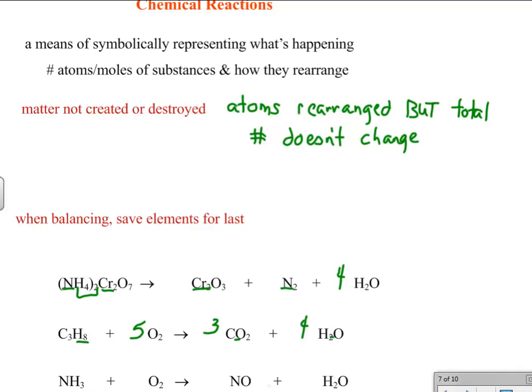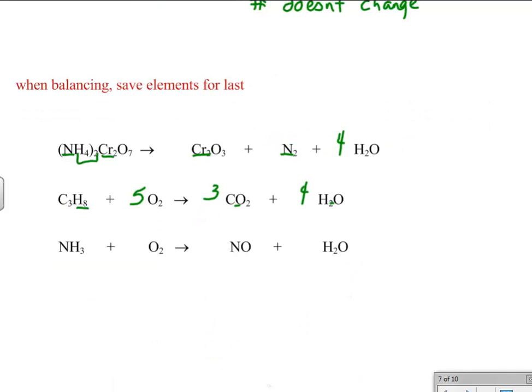For our last reaction, we have ammonia plus oxygen. This is nitrous oxide and water. Start with ammonia. We want an even number of hydrogens, so we'll make the number of hydrogens on the left even, and we'll put a 2 in front of ammonia. That gives us 6 hydrogens.